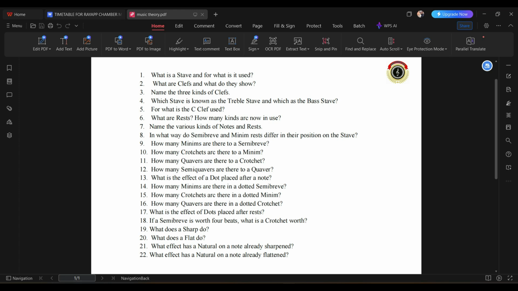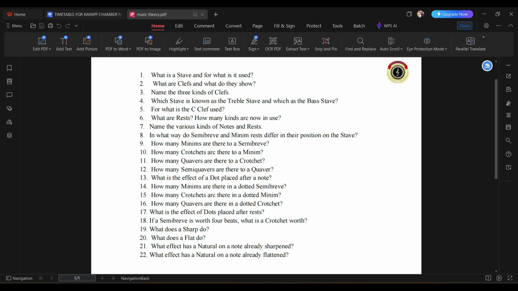So I would say clefs are musical symbols placed at the beginning of a staff to denote the names of lines and spaces of the staff. So that is where we get to have treble staff, bass staff, alto staff, tenor staff, and then the drumming staff as well. Now name the 3 kinds of clefs.